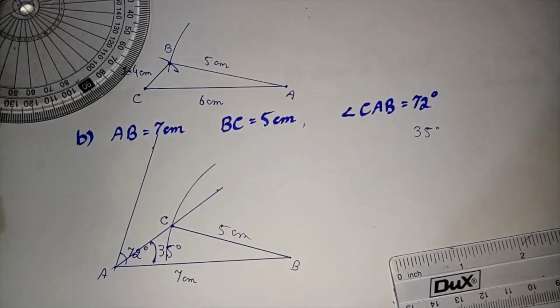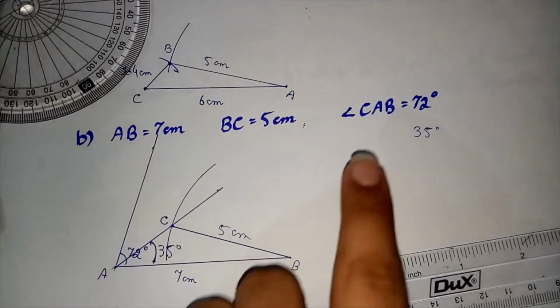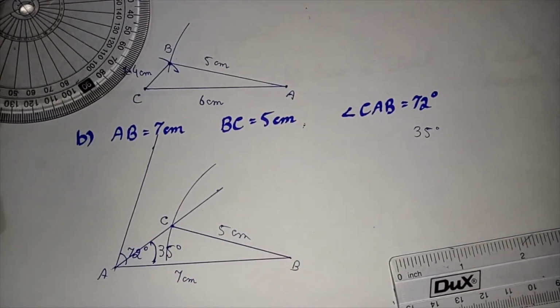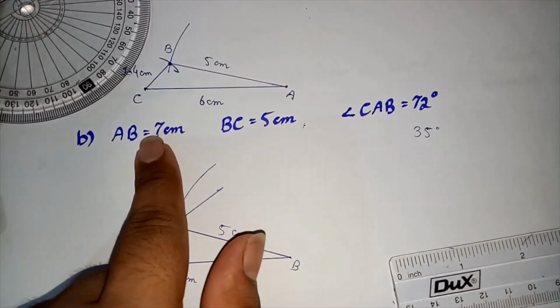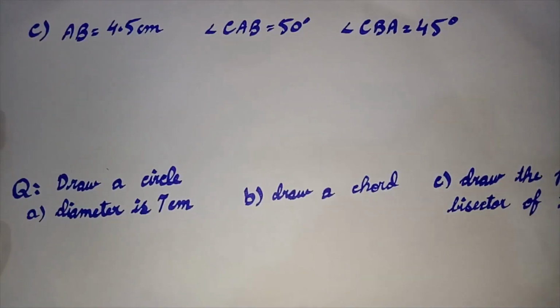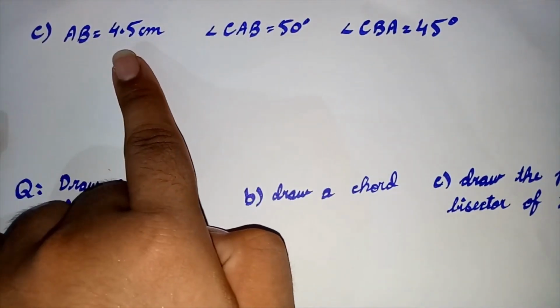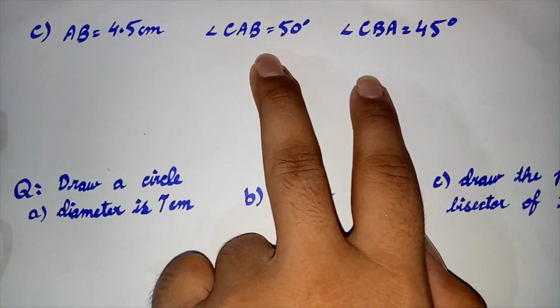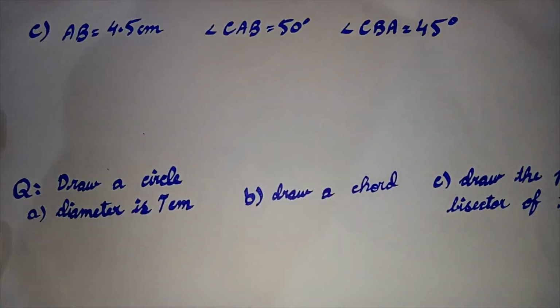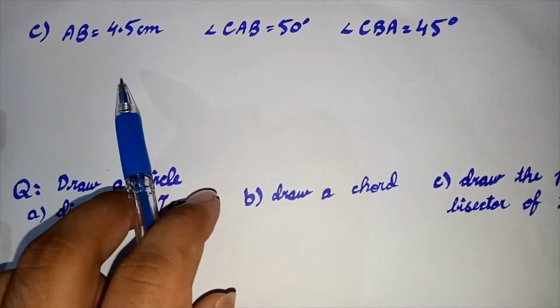All right, so that's how we can construct a triangle if we are given two sides and one angle. Clear? Now we will see if we are given only one side and two angles. All right, let's see. Now we will draw a triangle if we are given one side and two angles. All right, so let's see. First of all, we will do the same thing. We will draw a line first, that is one side.